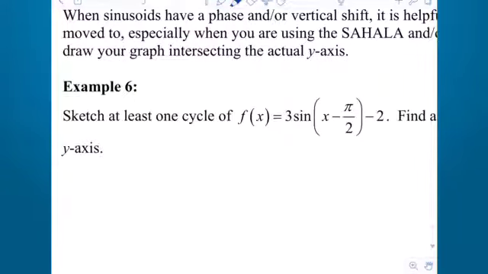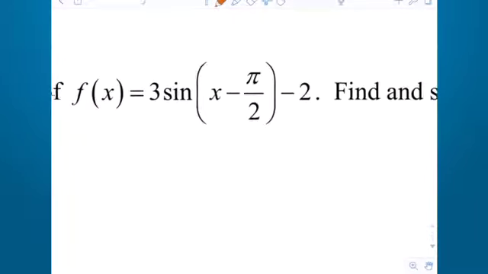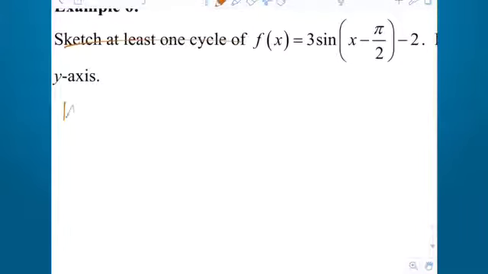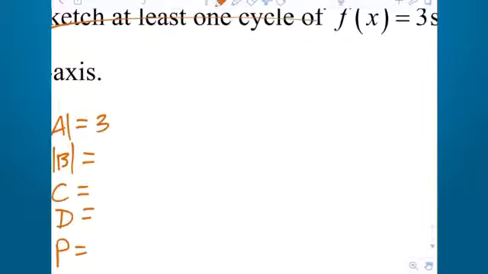Sketch at least one cycle. Again, disregard those instructions. We'll sketch 2 of f of x equals 3 sine of x minus pi halves minus 2. So what's the parent function here? Sahala. All right? Now let's go off to the left and kind of take inventory again. We've got the absolute value of A, the absolute value of B, C, D, and P, just like the alphabet song. What is our amplitude? 3, okay?